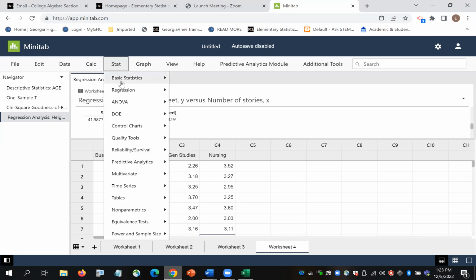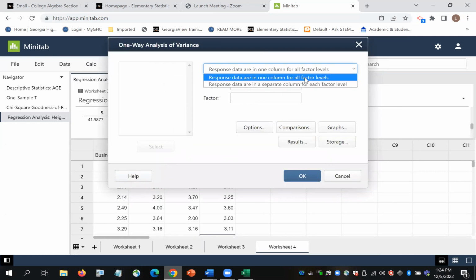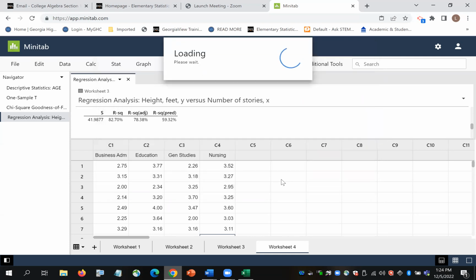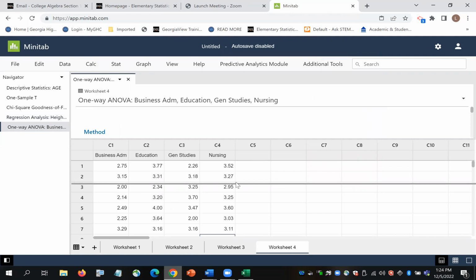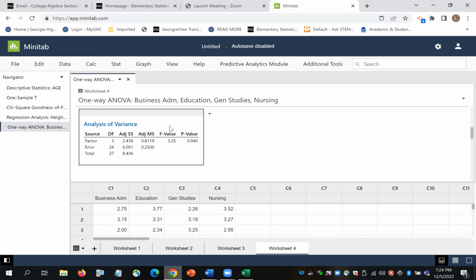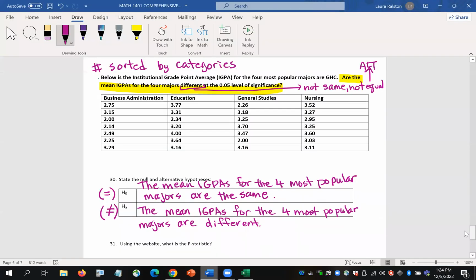It's Stat, ANOVA, one way. My data are in separate columns. I made 4 separate columns, and I have to choose all 4 columns. Click OK. Again, with ANOVA, we get lots of information. What I need is the analysis of variance. That's what I was running. I'm running the analysis of variance test.